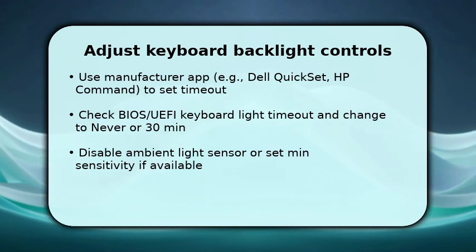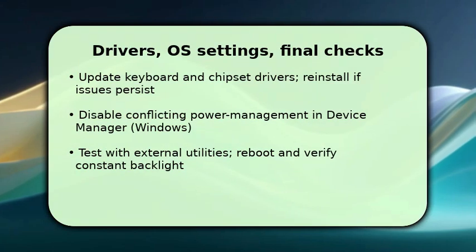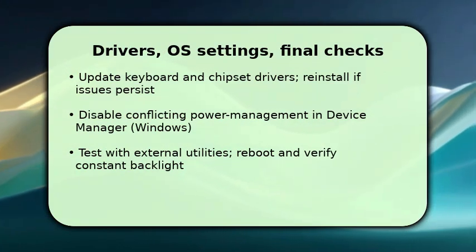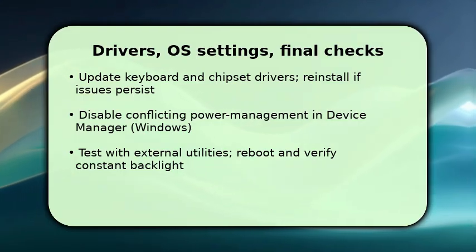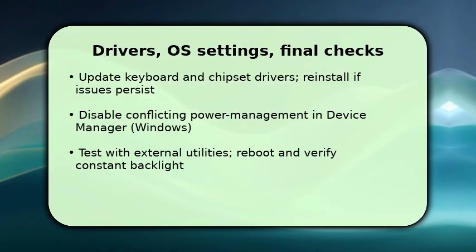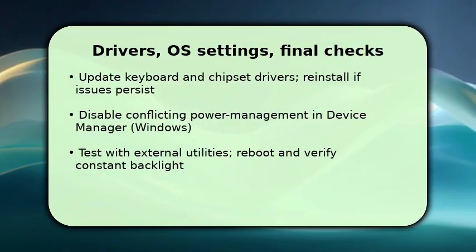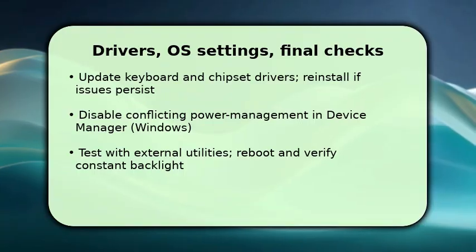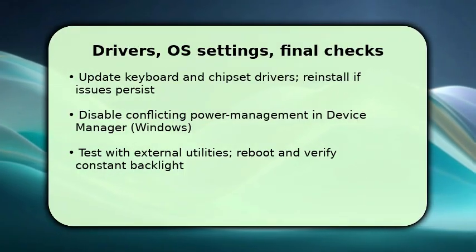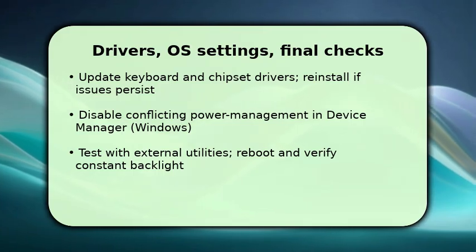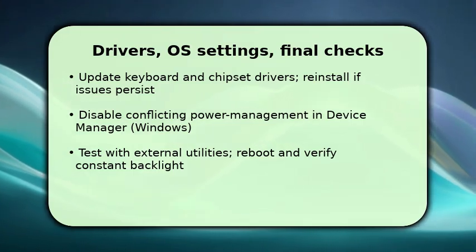Finally, you'll ensure software isn't fighting your settings. Update or reinstall keyboard, HID, and chipset drivers. Outdated drivers can reset backlight policies. On Windows, open Device Manager and turn off power saving for USB/HID devices so the OS won't suspend the keyboard. Reboot, then test the light with built-in keys and any manufacturer utility to confirm it stays on.